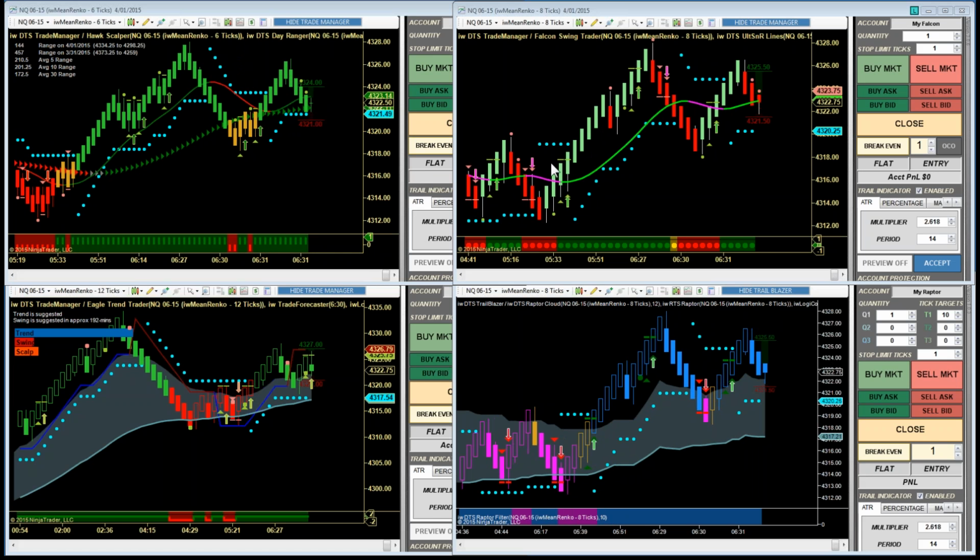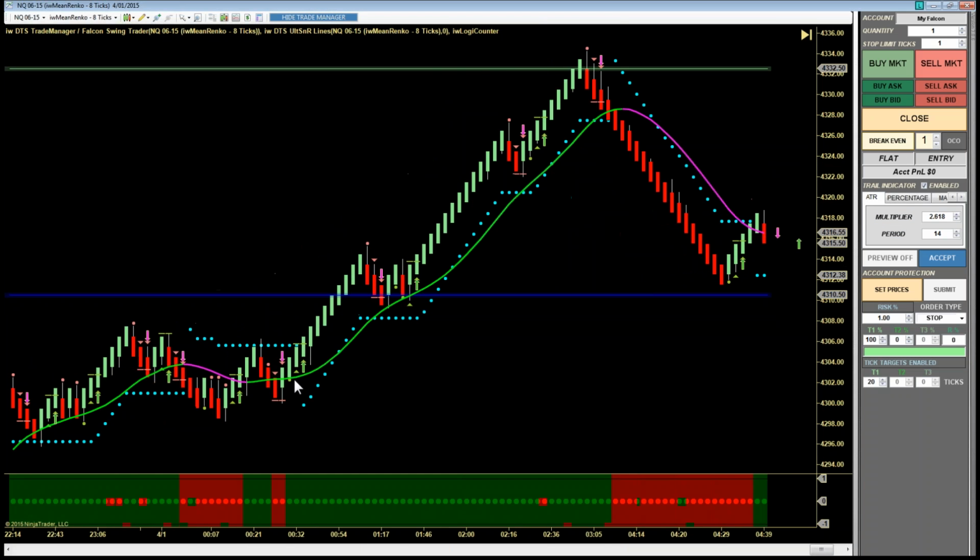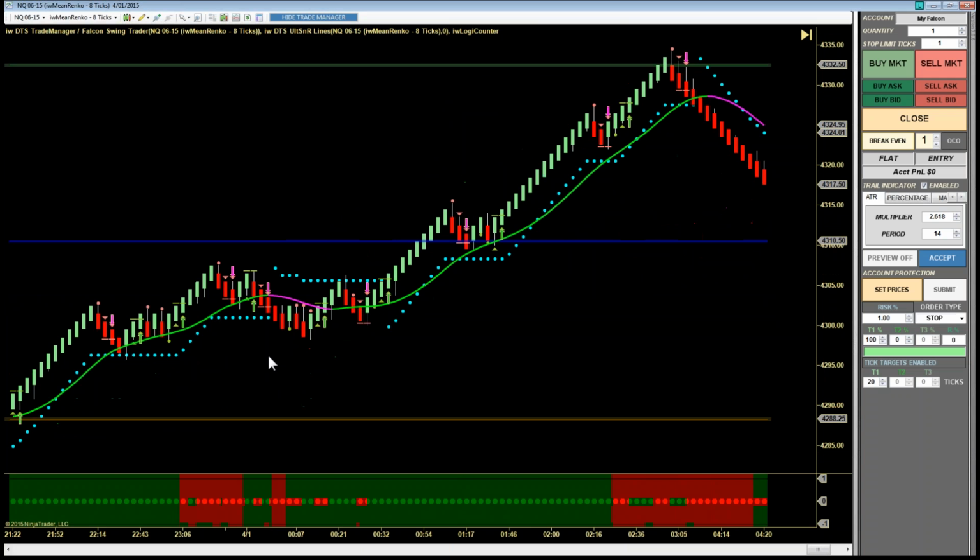All right, let's take a look at what's been going on. Here, let's take a look at the overnight here in the Falcon. So we had the London Open right about here, and we had a little bit of a run up, a nice progression. We had a trend change signal develop right here. Actually turned out to be a late filter entry signal also shortly after the London Open.